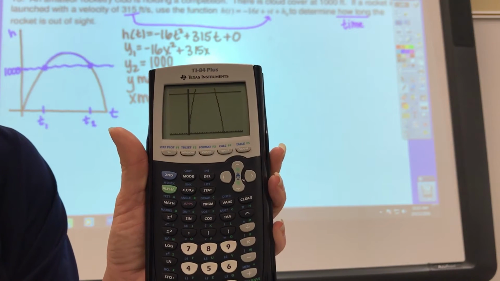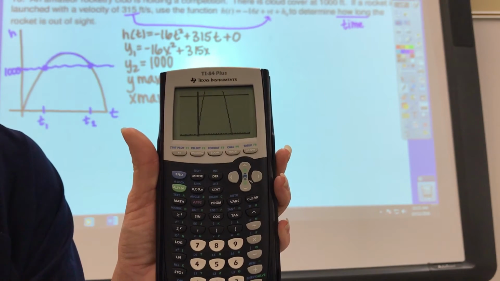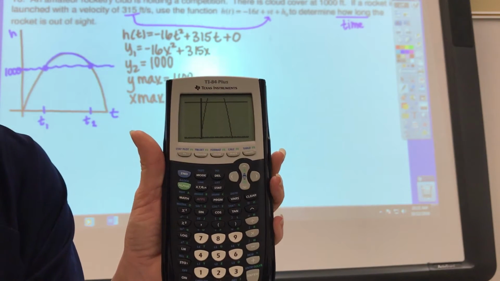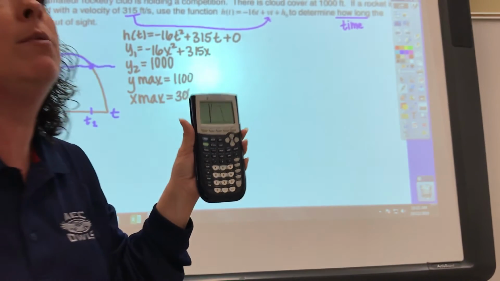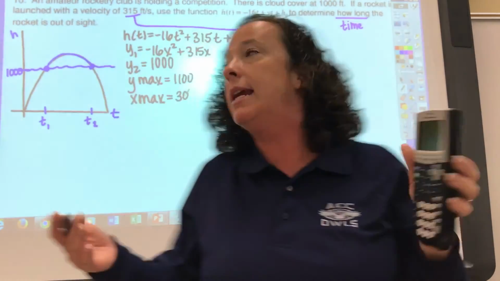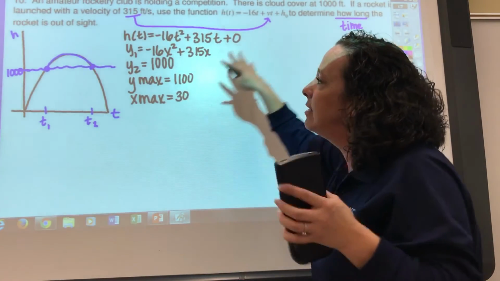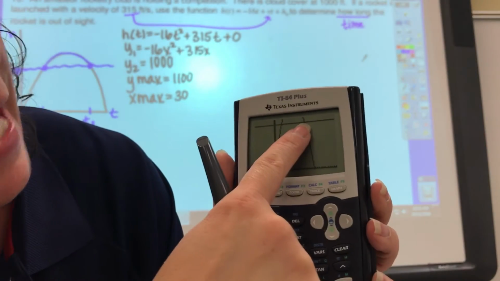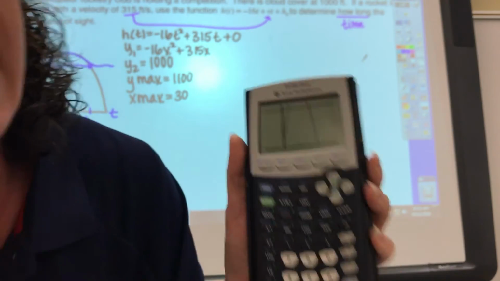Some of you may go, well, Miss Sharp, I don't see the maximum of the parabola. You don't need it in the context of this problem. It didn't ask me for the maximum height. It didn't ask me when it reached the maximum height. It asked me, how long is the rocket out of sight? So now my plan is to find that intersection point and that intersection point, t1 and t2, and subtract.